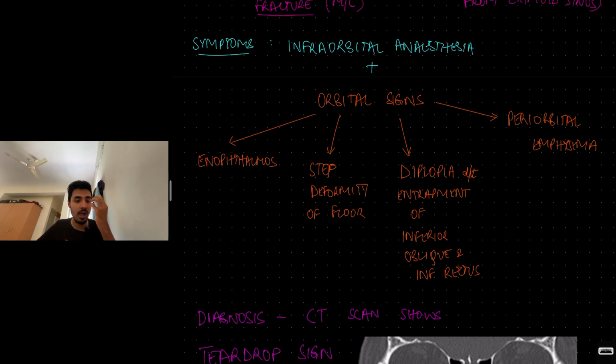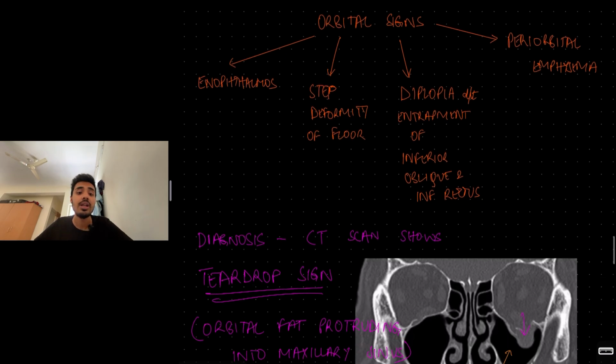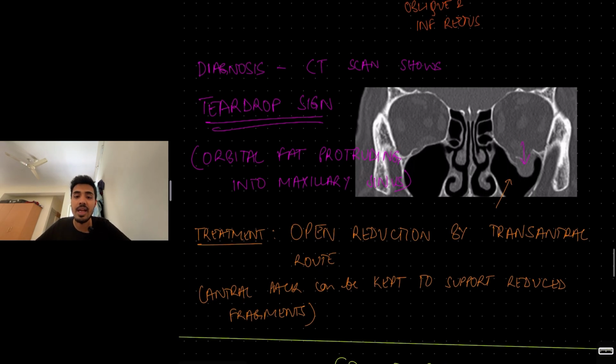Enophthalmos, the eyeball gets pushed inwards. Diplopia due to entrapment of the inferior oblique and inferior rectus. Periorbital emphysema. So orbital signs, you'll have infraorbital anesthesia. Diagnosis: there is a characteristic sign known as teardrop sign when we do CT.